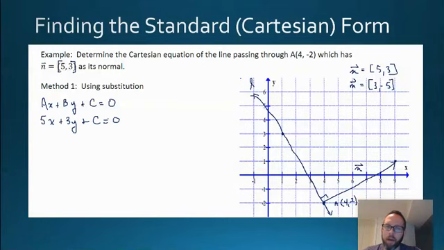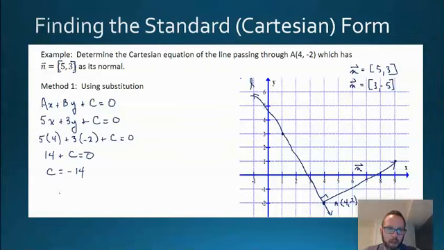And just like back in grade 9, when you did slope-intercept form, you plugged in your slope, and then often to find the y-intercept, you'd plug in a point as well. We can do the same thing here, because we know that x equals 4 and y equals -2 satisfies this equation. That point is on the line, so we can plug it in, and we get an equation we can solve for c. We get 20 minus 6, 14 plus c equals 0. So c equals -14. And so 5x plus 3y minus 14 equals 0 is the Cartesian equation of our line.